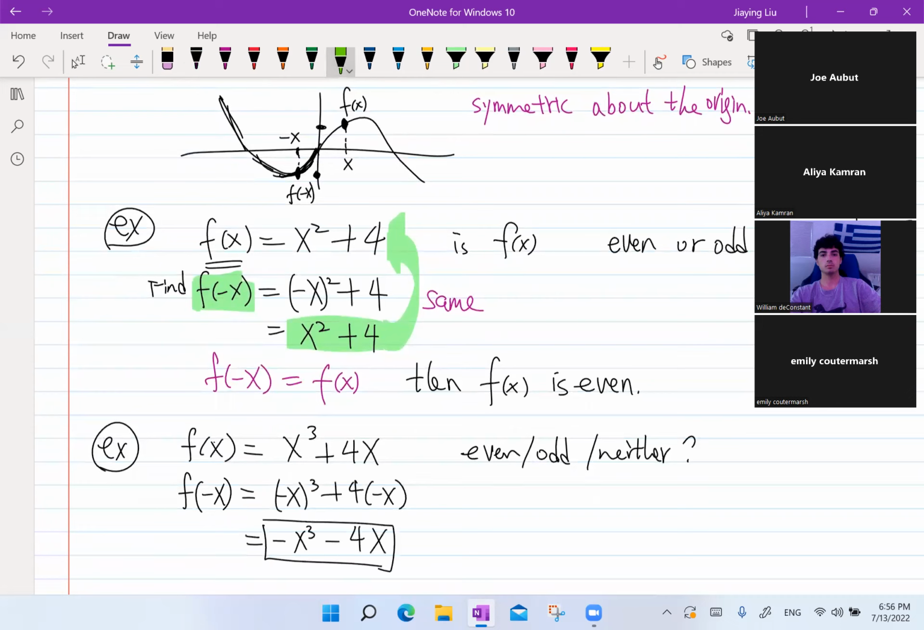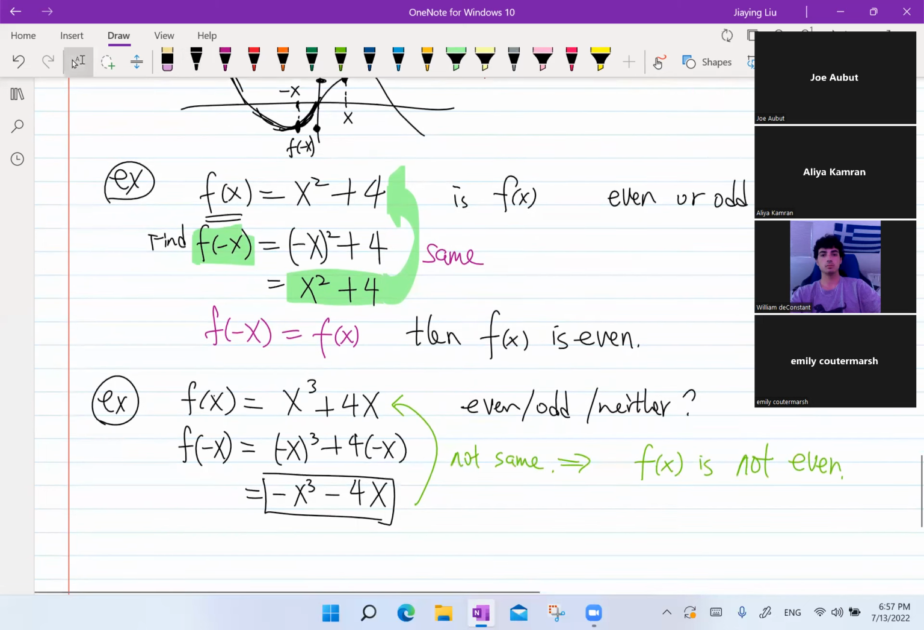And we can compare this with the given function, f of x. Are they the same? No, right? Because both terms become negative. So not the same. So that means this is not even. So f of x is not even. Well, is this an odd function? Well, let's find out.